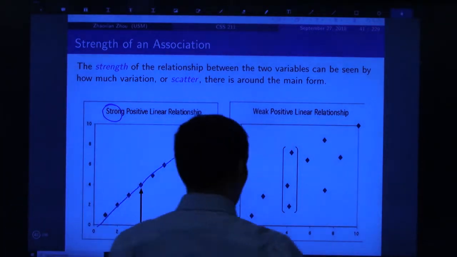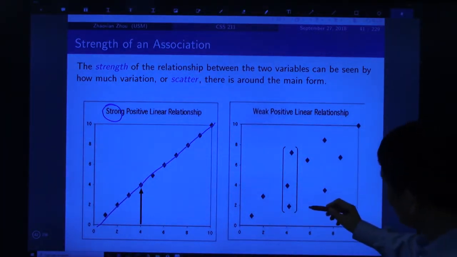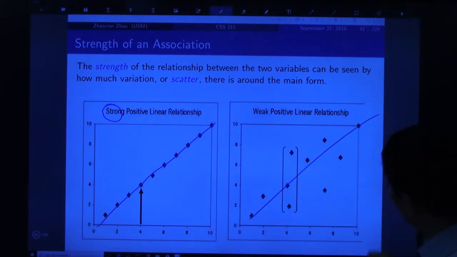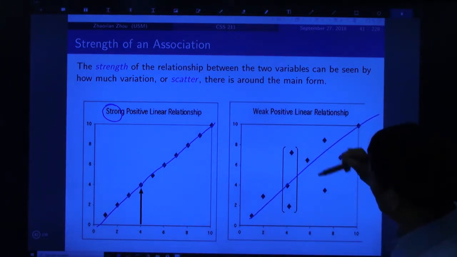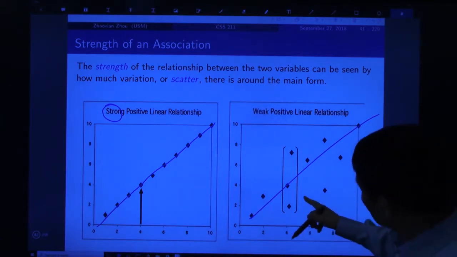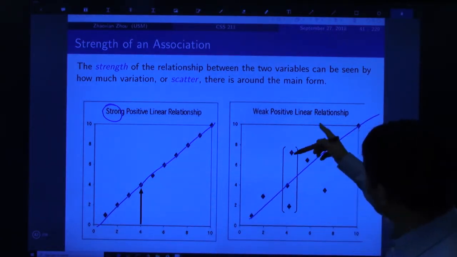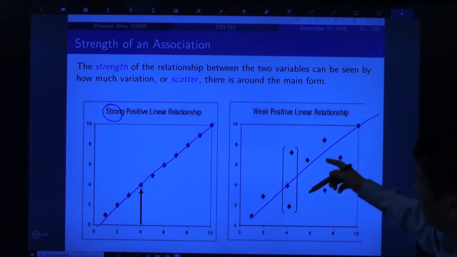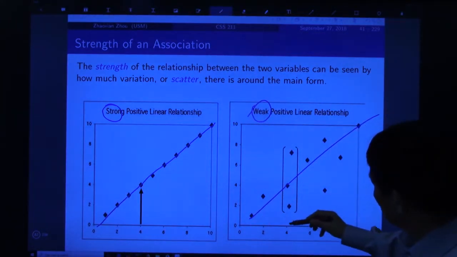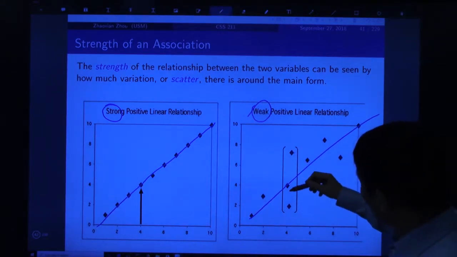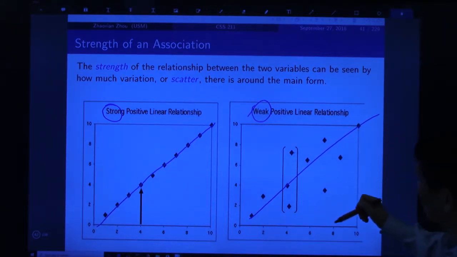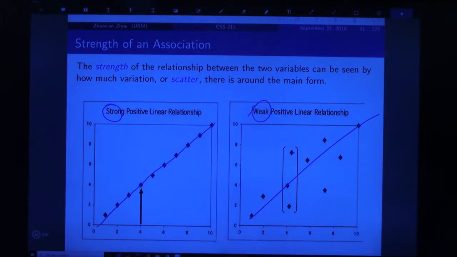And in this one, the form also looks linear. It's also like this, and also positive. So this is also linear, also positive. But compared to this, this association is not that strong. So actually, it's a weak association because not all the points are on the line. This one is even very far away from the line. So this looks like a very weak association.